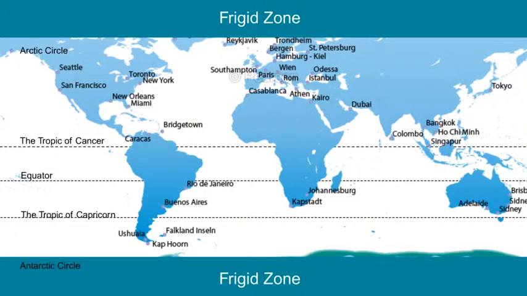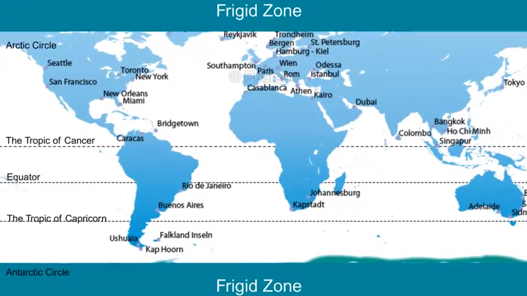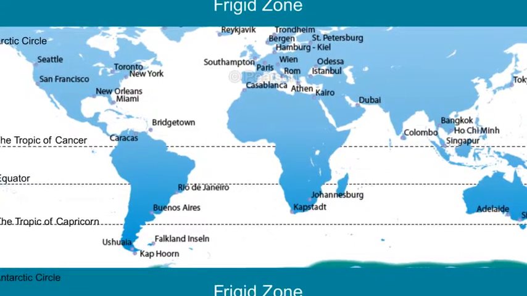3. Frigid zone. Frigid zone is the area between the Arctic Circle and the North Pole in the northern hemisphere, and between the Antarctic Circle and the South Pole in the southern hemisphere. The areas that fall under this zone experience extremely cold climate.